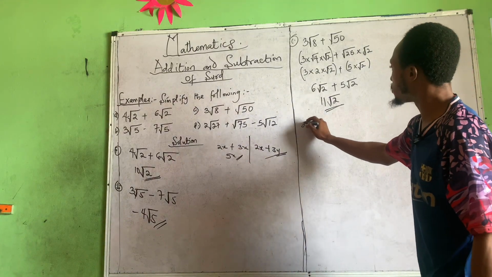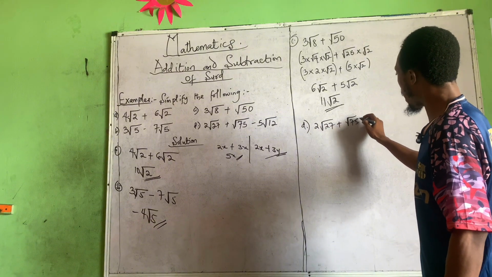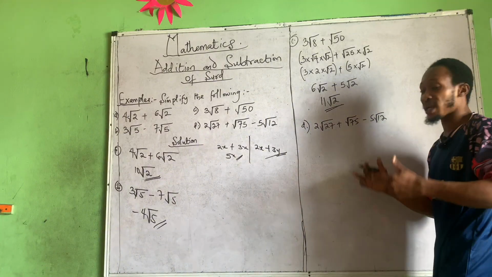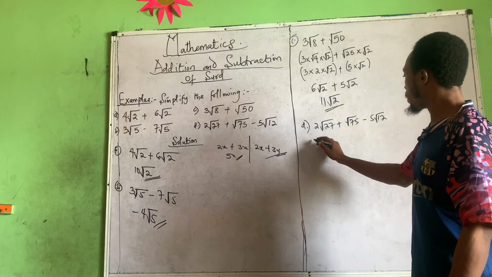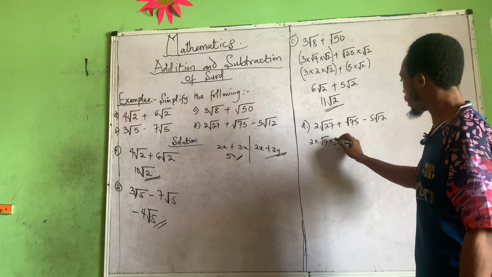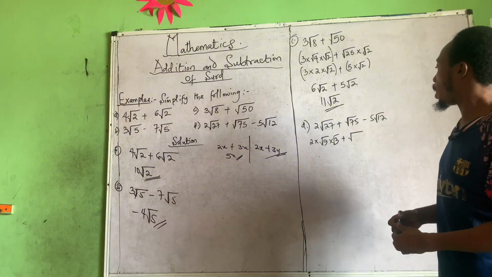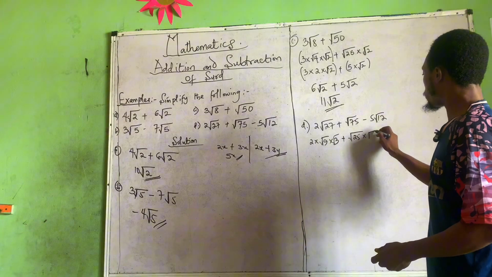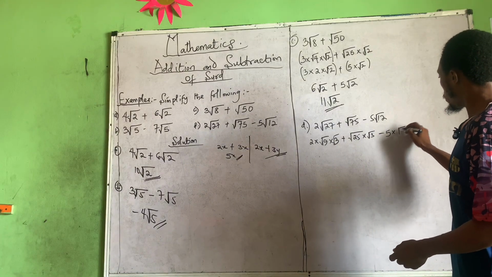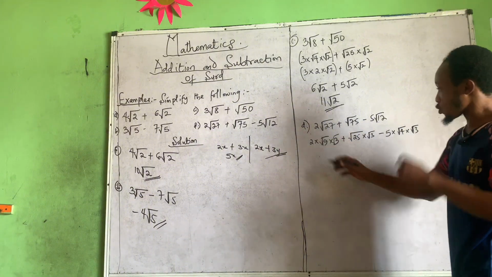Now the last one, we have D. 2 root 27 plus root 75 minus 5 root 12. So like I said, let's look for how to make the roots to be the same. So this will be 2 times root 9 times root 3, because 9 times 3 will give us 27, plus, what will give us 75, that will be root 25 times root 3. Then minus 5 times root 4 times root 3 will give us 12. So we can now start simplifying.